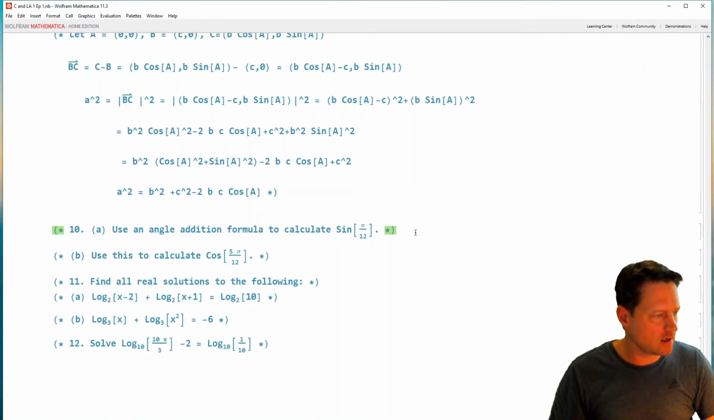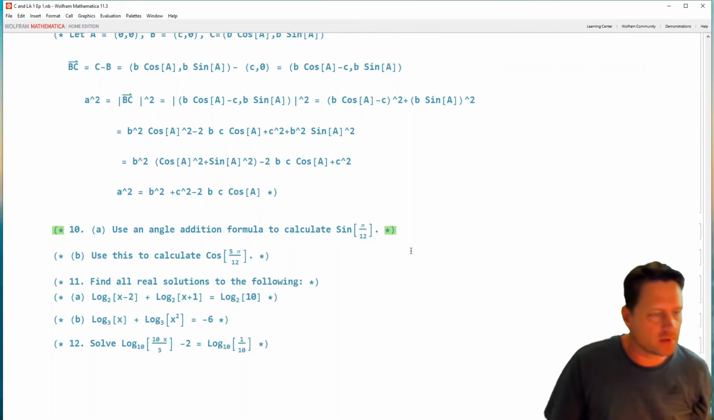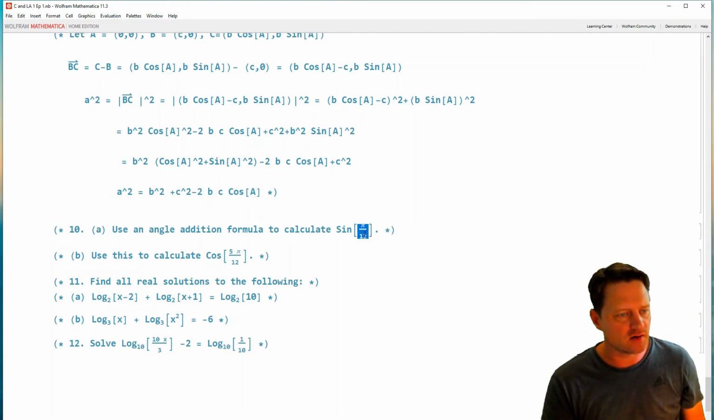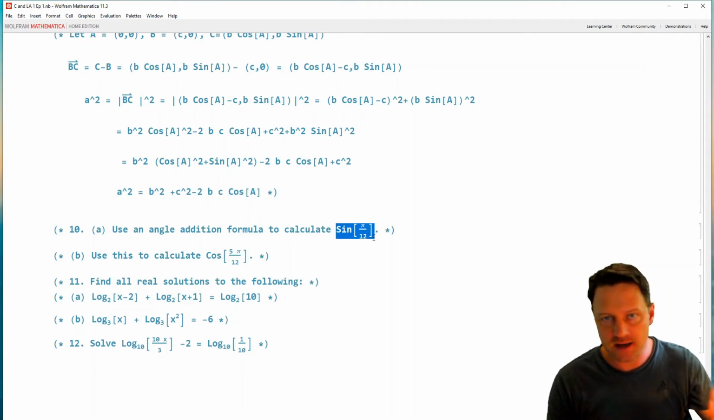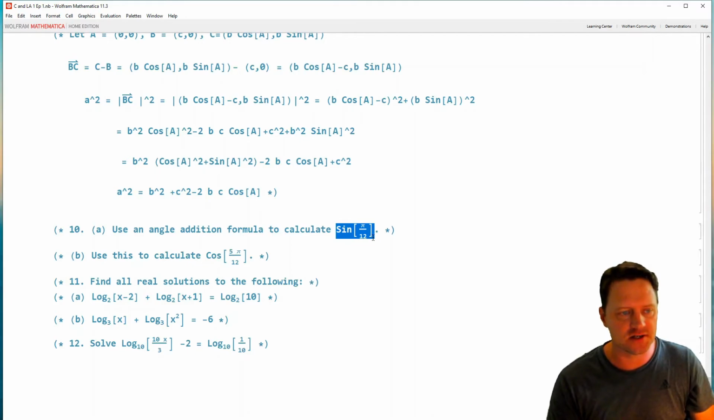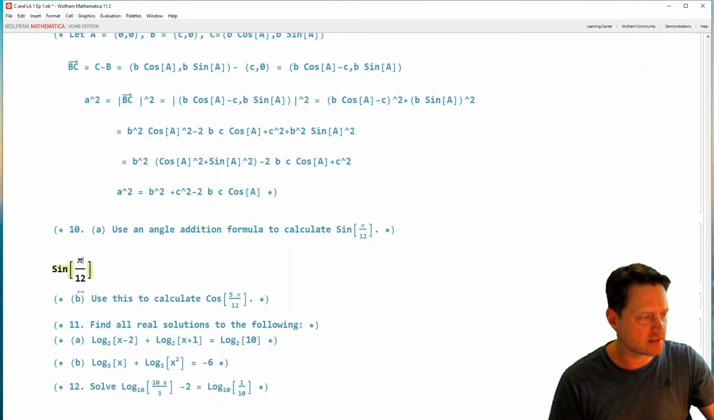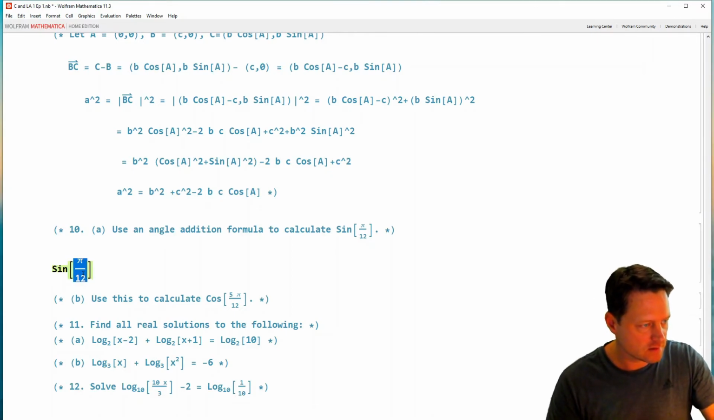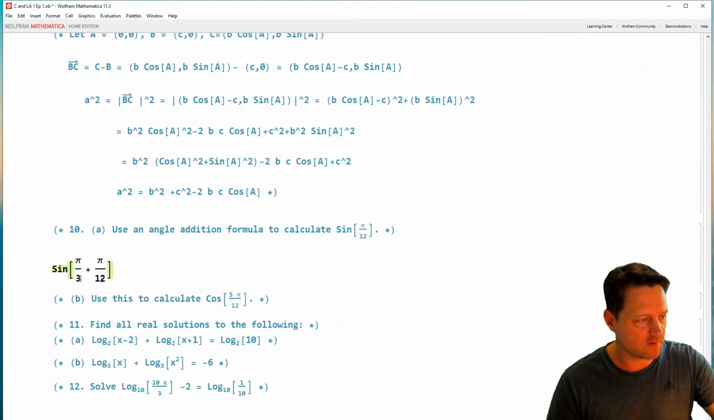Okay, next and almost last question for this problem set. Use an angle addition formula to calculate sine of pi over 12. So we want to view pi over 12 as a sum of two angles for which we can calculate an exact or surd value for the trig ratio. Now 12 factorizes as 3 times 4, so that's an obvious choice for denominators. So I'll copy this, put a plus here, I'll put a 3 there, and a 4 there.